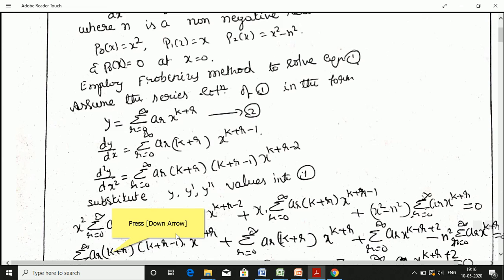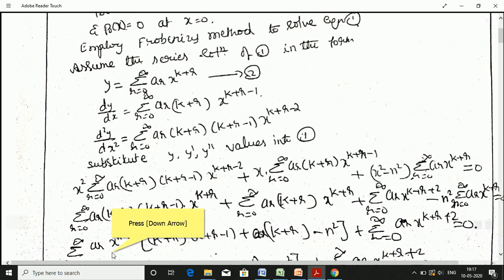Now substitute the values of y, dy by dx, d squared y by dx squared into equation 1. It takes the form x squared into d squared y by dx squared, which is sigma r equal to 0 to infinity a r into (k plus r) into (k plus r minus 1) x to the power of k plus r minus 2, plus x into dy by dx, which is sigma r equal to 0 to infinity a r into (k plus r) x to the power of k plus r minus 1, plus (x squared minus n squared) into y, where y is sigma r equal to 0 to infinity a r x to the power of k plus r, equal to 0.